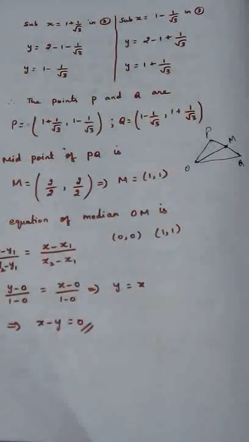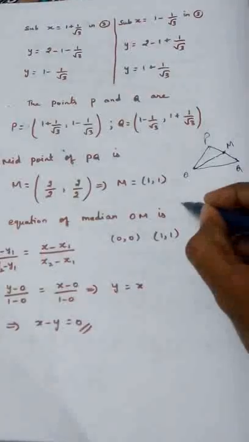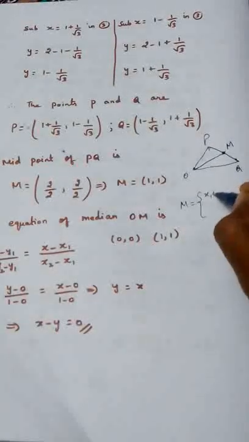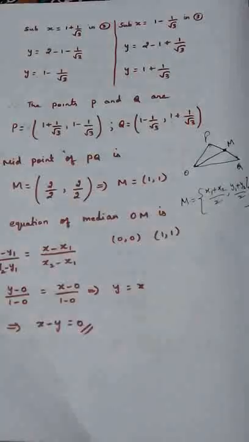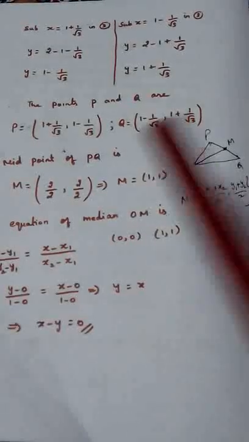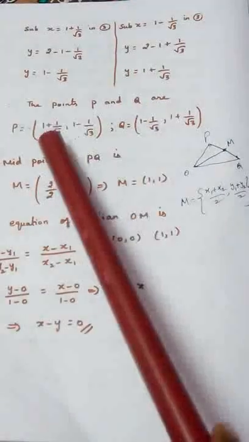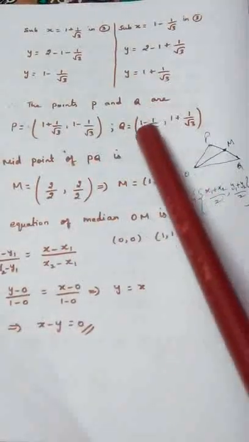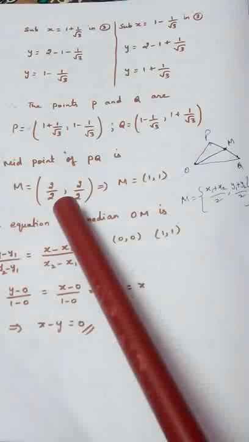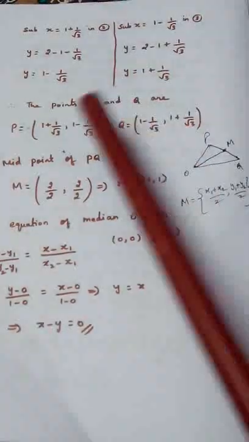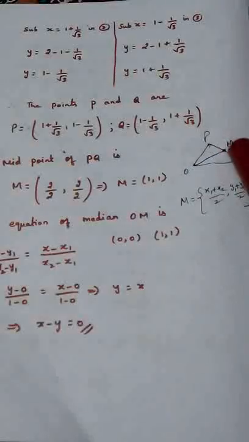So use midpoint formula. What is midpoint formula? That I'll write here. M is equal to, midpoint formula is x1 plus x2 by 2, comma y1 plus y2 by 2. So this is nothing but our midpoint formula. Using that, this is x1 y1, this is x2 y2. So x1 plus x2, when I add the two x coordinates, what happens? Minus 1 by root 3 plus 1 by root 3 gets cancelled. 1 plus 1 is 2. So 2 by 2. Similarly, y1 plus y2 means 1 by root 3 minus 1 by root 3 cancels. 1 plus 1, 2 by 2. 1 comma 1 is nothing but the point M.